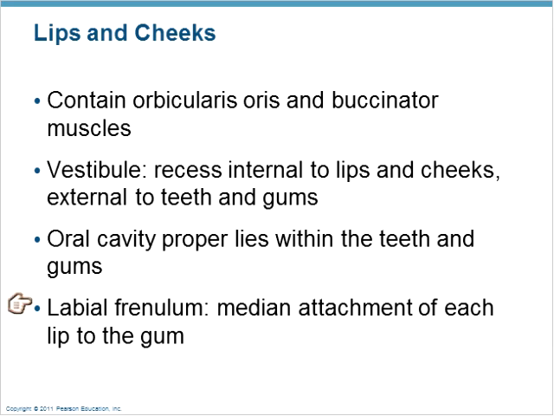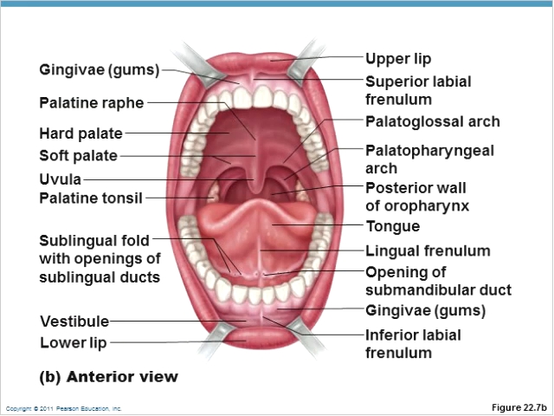And the labial frenulum is the median attachment of each lip to the gum. So if you take your tongue and go up in front of your teeth, you'll see a little attachment that holds the lips, if you will, and it's called the labial frenulum. You have one at the bottom and one at the top.